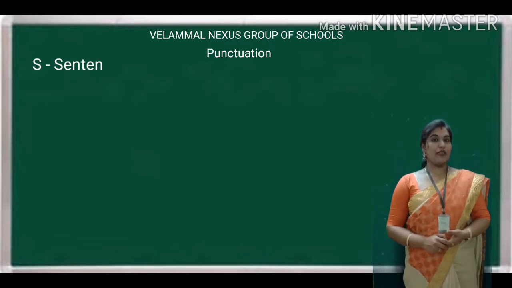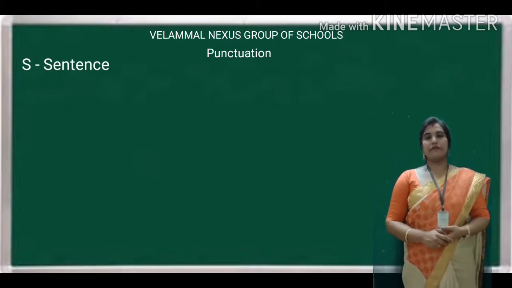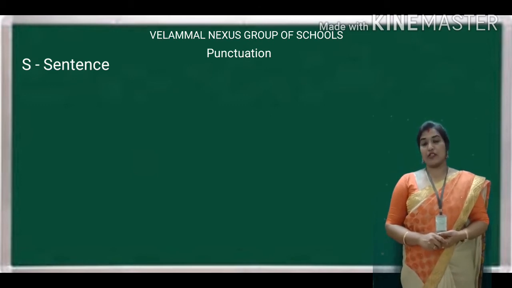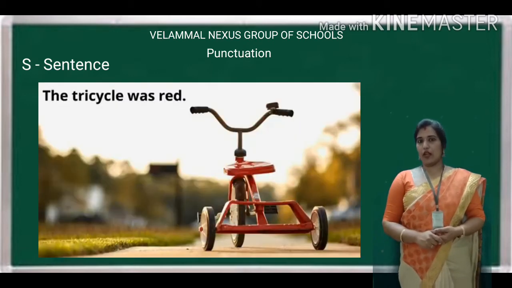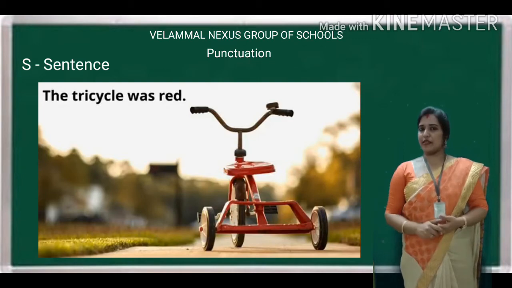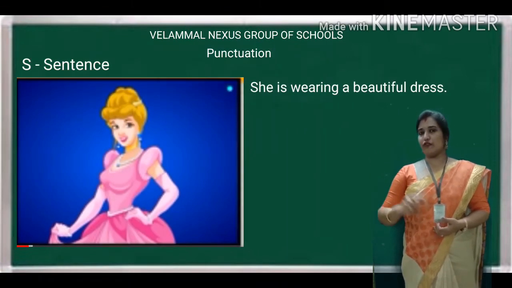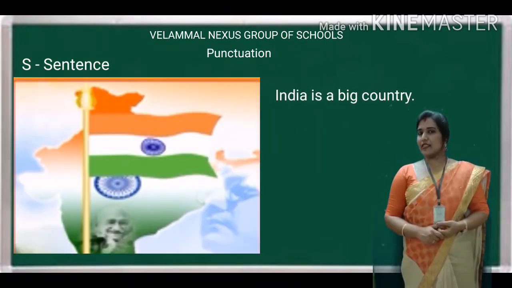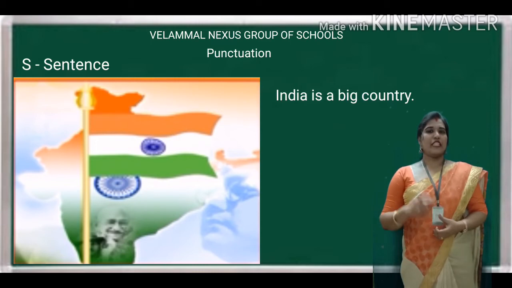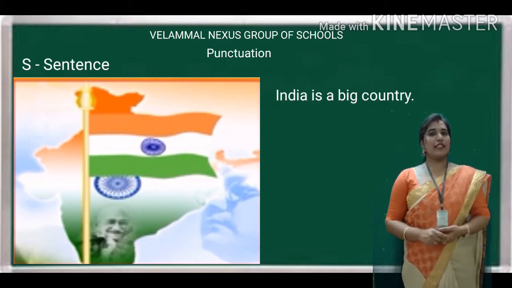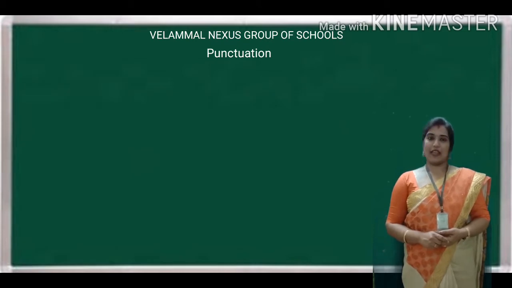Then the last one, the letter S, the sentence. When we start a sentence, make sure that you use a capital letter in the beginning. The tricycle was red. Okay, look at the picture. The tricycle was red. She is wearing a beautiful dress. The next, India is a big country. Check the first letter. It is capitalized. So these are the places where we should use capital letters.